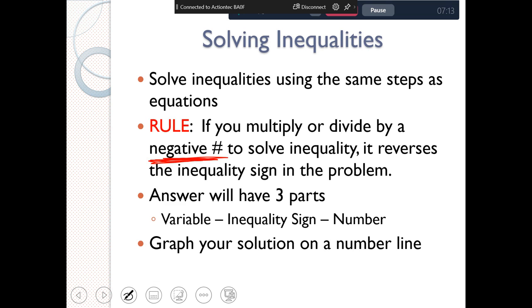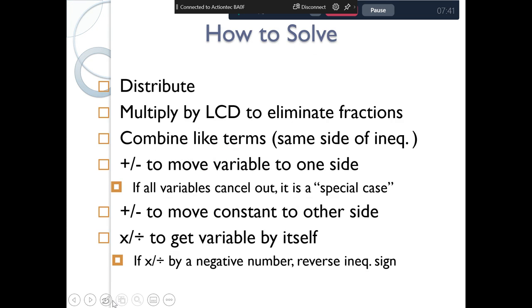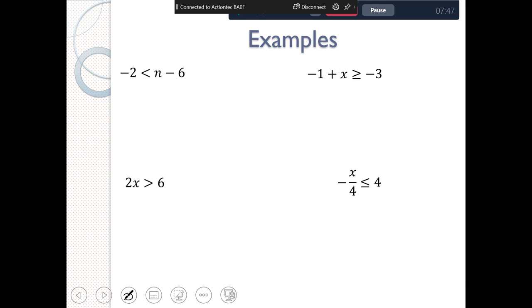Okay, so that means that it's going to flip the sign. That's what it means by reverses the sign. So we're going to flip the sign if we multiply or divide by a negative number. Only if it's negative. It's only multiplication and division, not adding and subtracting. And that's what it says here, that if we multiply or divide by a negative number, we reverse the inequality sign. So these are just like our normal solving equation problems.